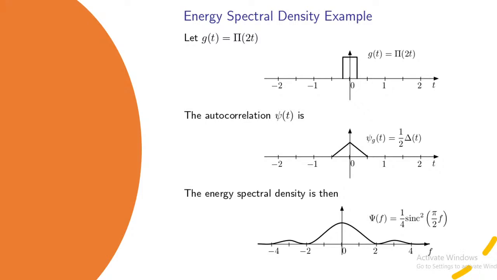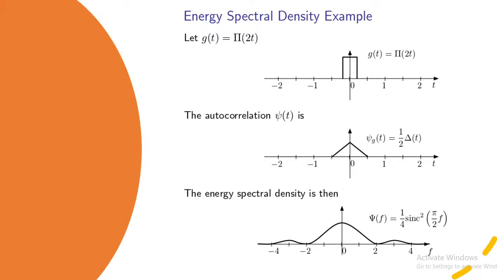So the gate function, taking its Fourier transform gives you a triangular function. So that will be half delta t. So you get a triangular function there. Now, energy spectral density: once you know what psi t is, then from the triangular function you can find out the energy spectral density. That will be the one shown below.